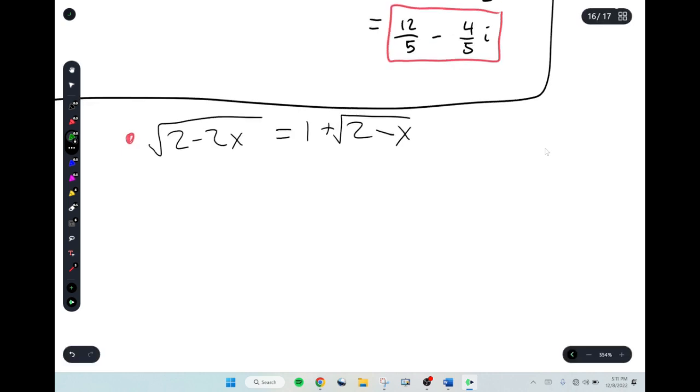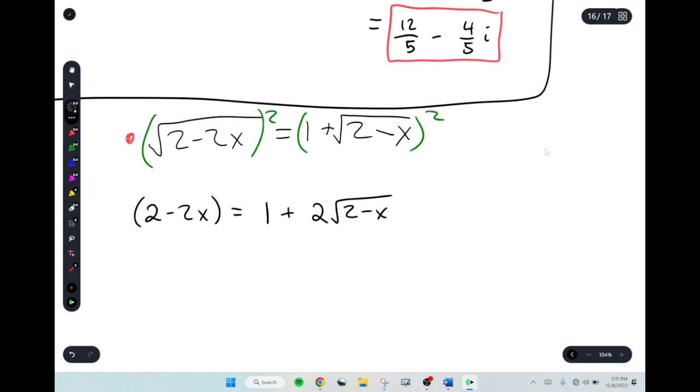All right, what are we doing? Squaring both sides. Ending up with 2 minus 2x. That's kind of cool. I like that. Equals FOIL: 1 plus 2 root 2 minus x plus parentheses 2 minus x. Cool with that? That was a speed foil. If you don't like it, go do foil on the side, but that's not the hard part. I mean, that is the hard part. But I don't want to spend all of our time just doing foil every problem today.